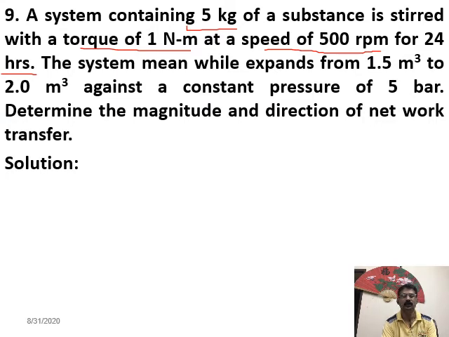Now during this process of energy transfer, the system expands from 1.5 meter cube to 2 meter cube against a constant pressure of 5 bar. Right, so there is some expansion, maybe the piston is displaced against a pressure of 5 bar, and volume changes from 1.5 meter cube to 2 meter cube, and you have to find out the magnitude and direction of the net work transfer. Okay, let us solve this problem.